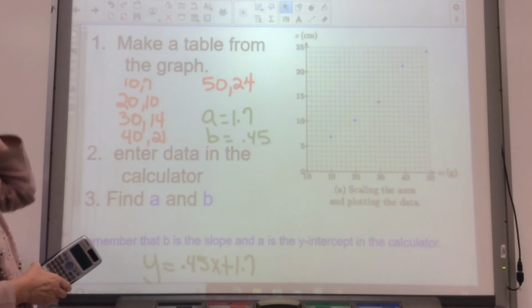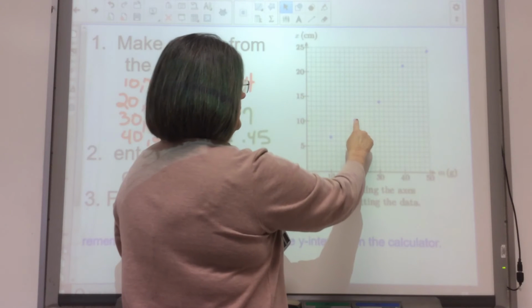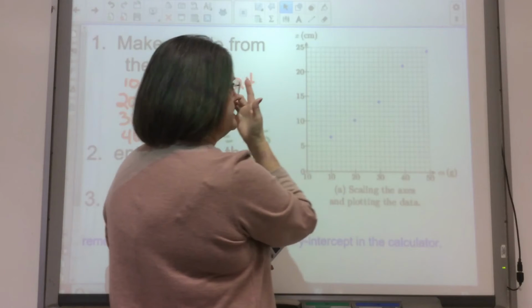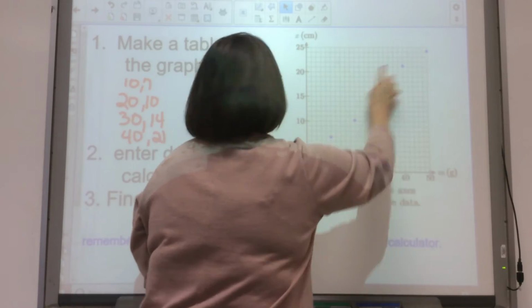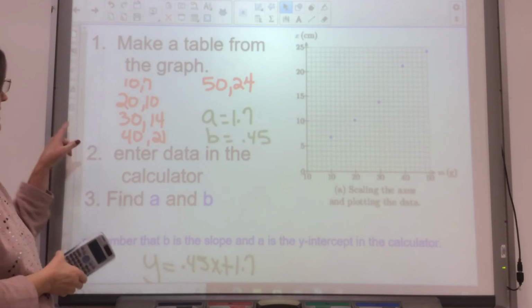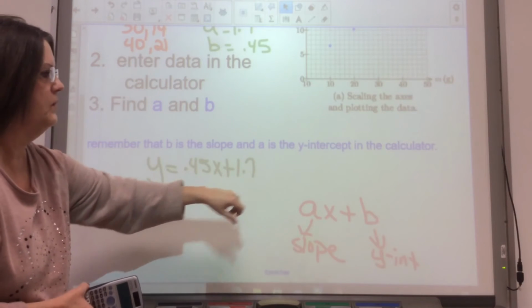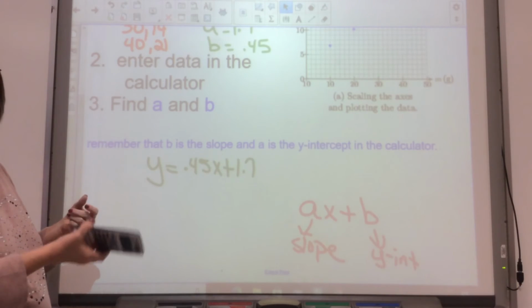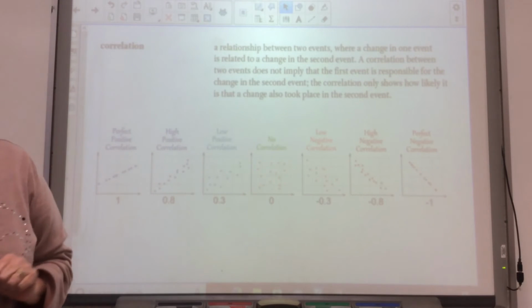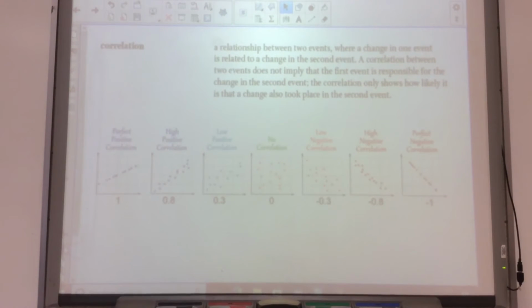All right, here we're making a table. We've got 10, 7, 20, 10, 30, 14. You just look at the points here and label them off the side. Make yourself a table. And then put them in the calculator again, and you get the line of best fit of y equals 0.45x plus 1.7. Again, you're getting your A and your B the same way that we did on the other data. All right. Let me make sure that my video is still working. It is. Okay.